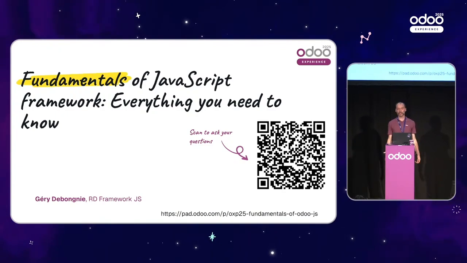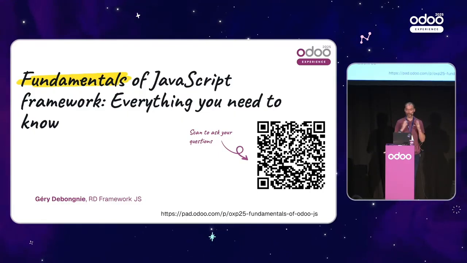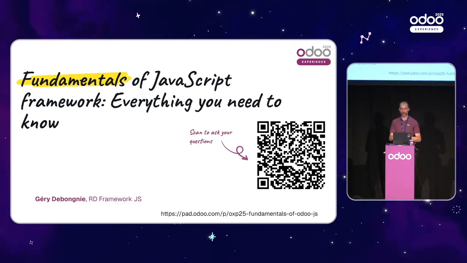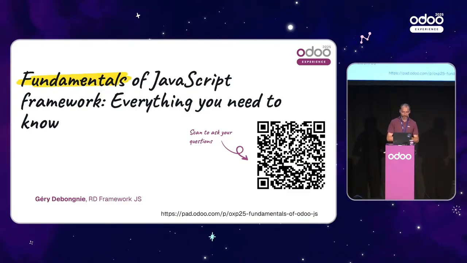My name is Jerry. I work at Odoo in the R&D framework JavaScript team. So, I'm kind of specialized on JavaScript. I love JavaScript, even though it's a flawed language, but you can talk to me about that later.